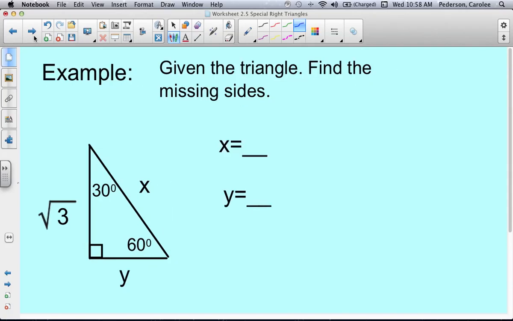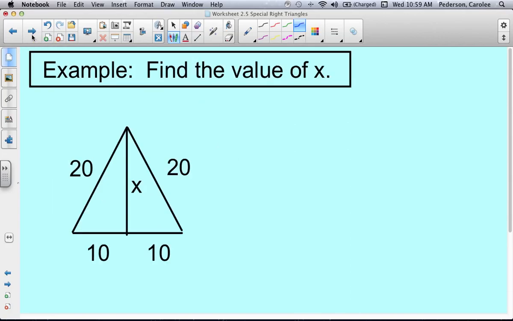60 degrees, opposite is square root of 3, this is 2, and that is 1. All right, given this triangle, find the measures of the missing sides. The side opposite 30 degrees is 1, the hypotenuse is 2, and the side opposite 60 is square root of 3. So these will go pretty fast in your assignment.